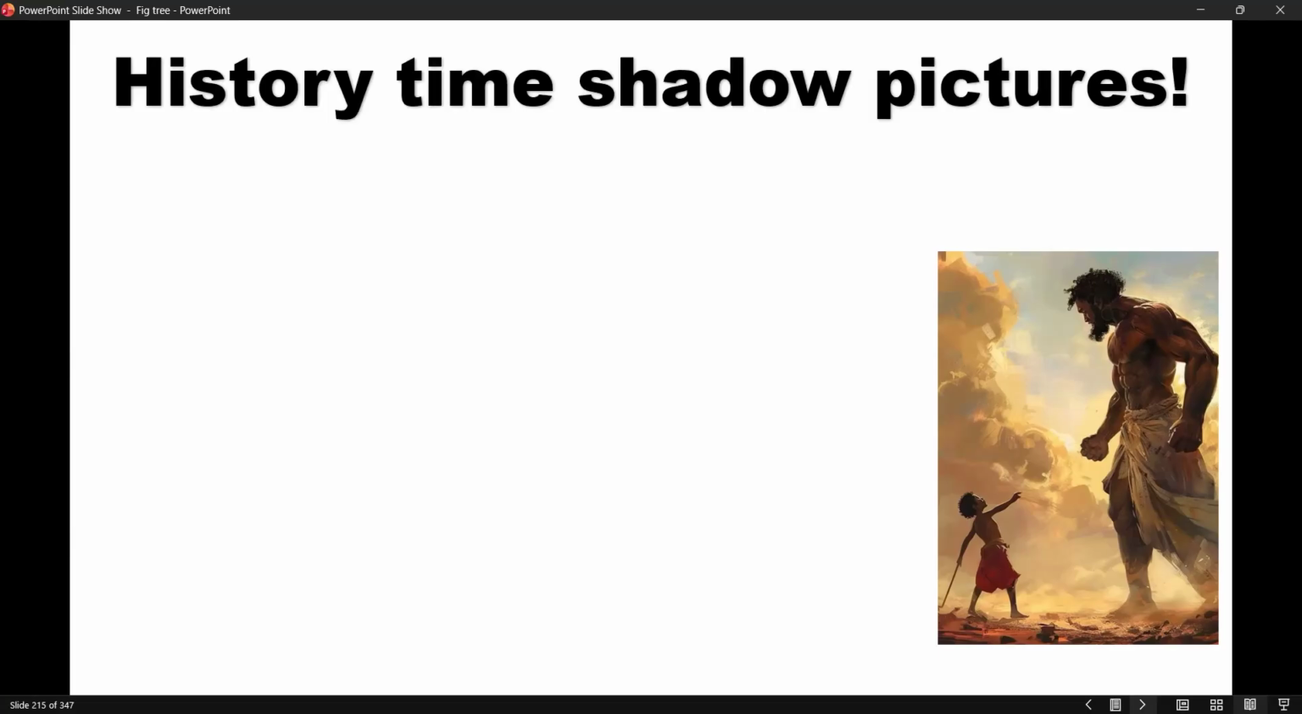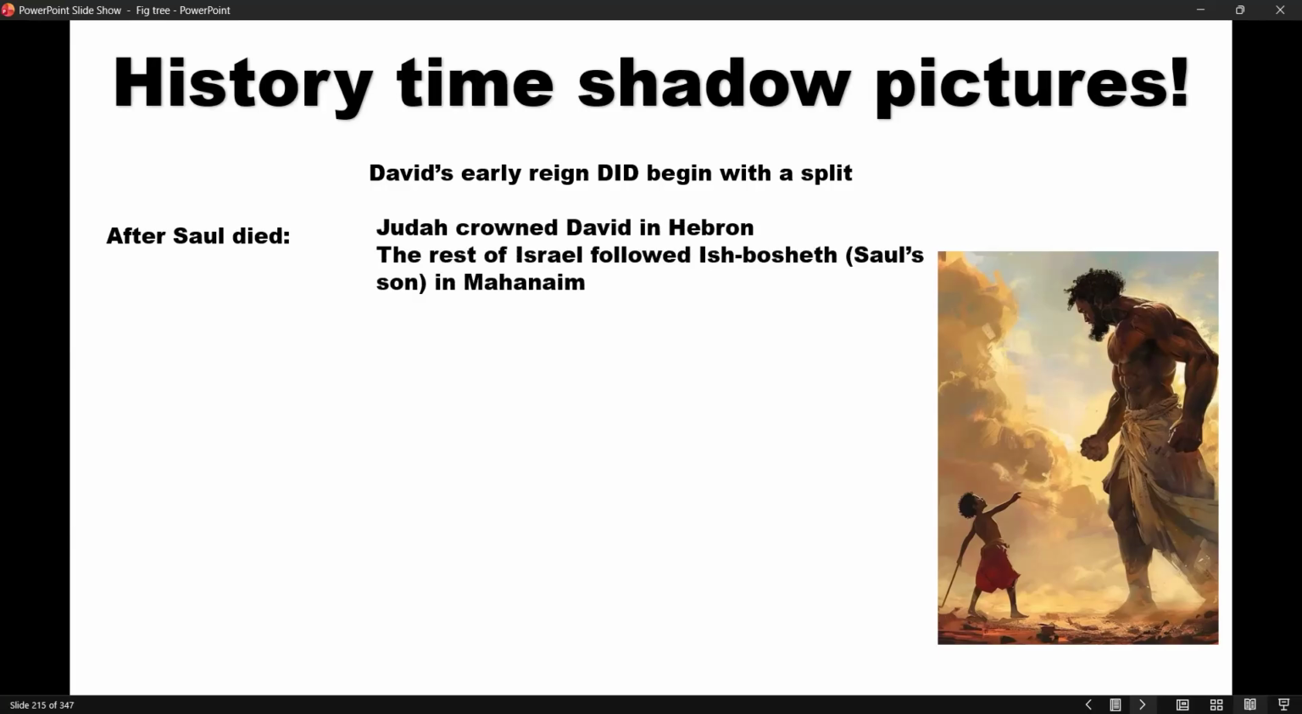So it's history time. Let's look at some shadow pictures. David's early reign did begin with a split. After Saul died, Judah crowned David in Hebron. The rest of Israel followed Ishbosheth, Saul's son, at Mahanaim. This created a two-house situation.